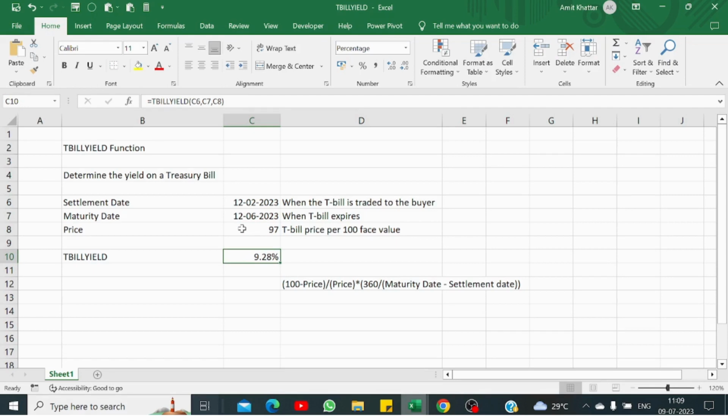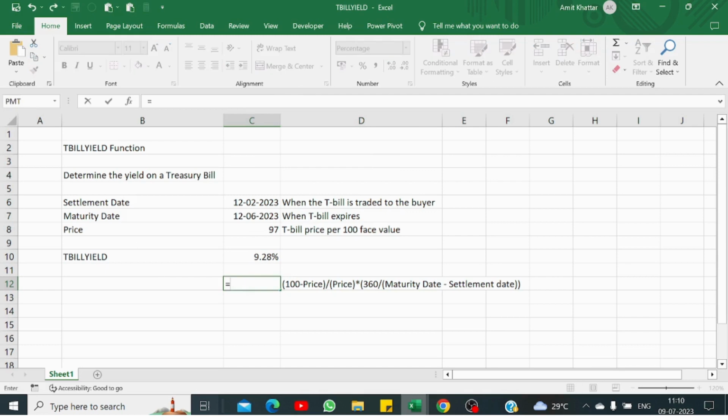Now, if I don't want to use this function, and I want to do the calculation myself, then I'll need to use this formula: 100 minus price, divided by price, multiplied by 360, divided by the maturity date and settlement date difference. So let me put in the values and see what output we get.